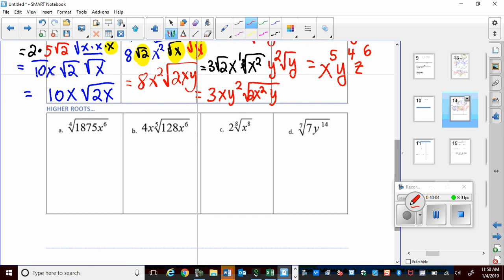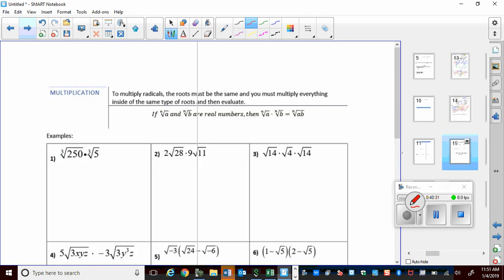For higher roots, you're going to do these on your own. Just remember to separate. Let me rewrite that real quick. But these you do on your own. Just separate each term and simplify. Okay? Go back and look at the video if you need to, but separate and simplify.